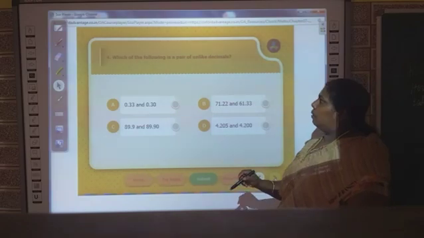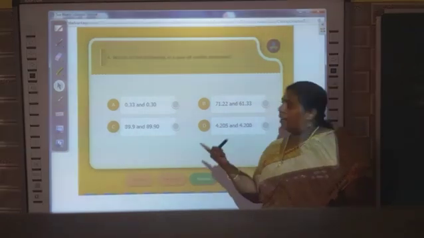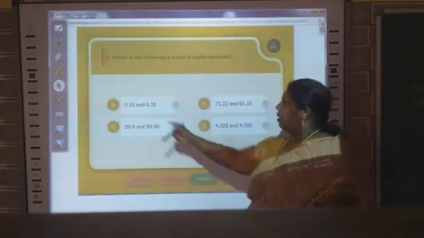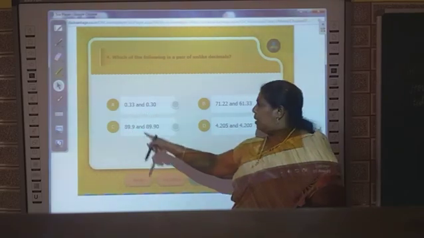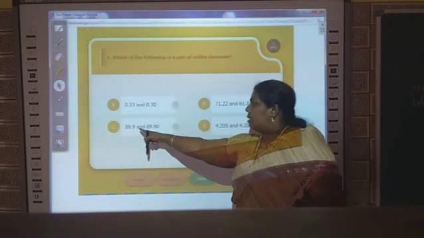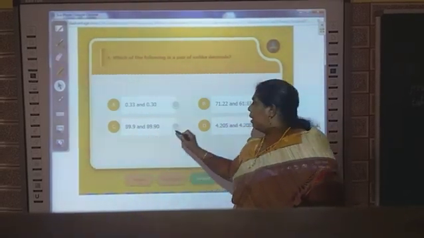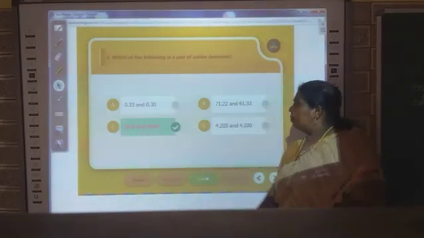Fourth question, which of the following is a pair of unlike? Here unlike decimal. Okay, unlike decimals are, this decimal is like decimal. Here unlike, because after decimal 1, here 2. So here this is the correct answer.